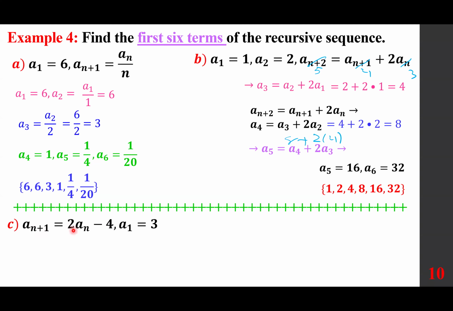A sub n plus 1 is 2 times a sub n minus 4. A sub 1 equals 3. That means if you want a term, go to the previous one, multiply by 2 and then subtract 4. So if I want a sub 2, if I want this one to be 2, that means this one must be 1. So a sub 2 is 2 a sub 1 minus 4. 2 times 3, 6 minus 4 is 2.